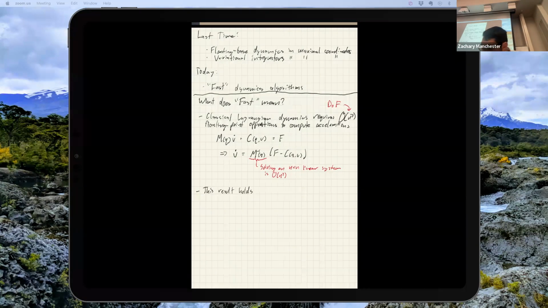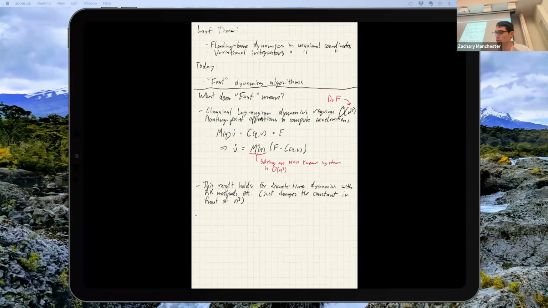Yes, let's write that down. Okay, so there's that. Okay, cool. So that's the minimal coordinate story.